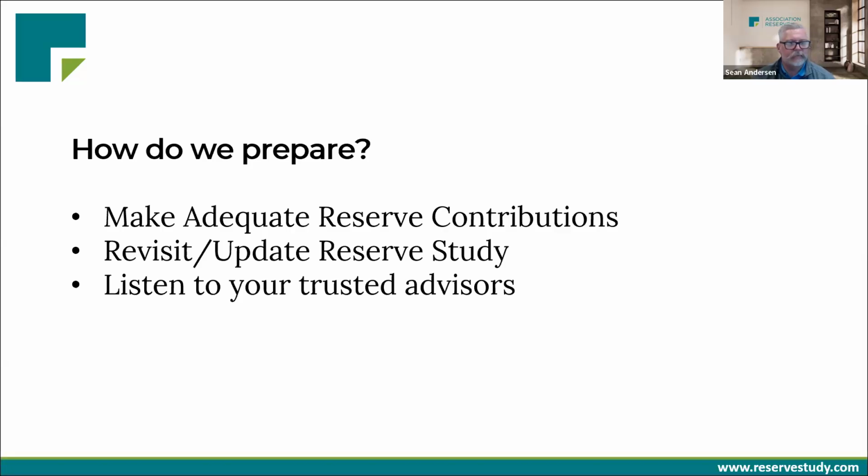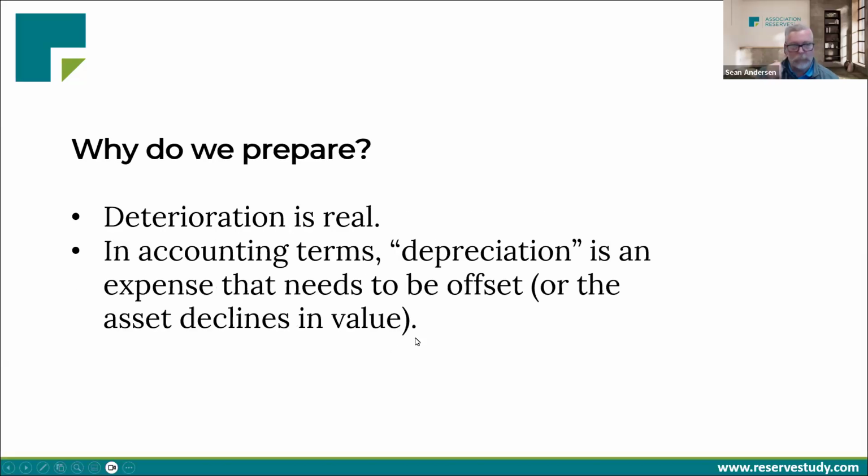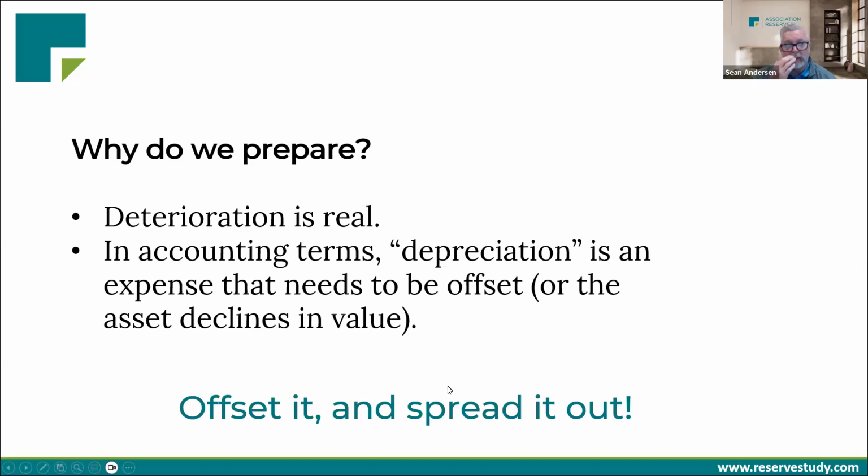And then the next one is, why do we prepare? Derek, if you wouldn't mind going to the next slide. Yeah. Number one, because deterioration is real. For our accountants on the call, think of it as depreciation. It's an expense that needs to be offset. It's like a bill, like any other bill. When we are looking at roofs, they deteriorate. We need to pay that bill for that deterioration. And the best thing that we can do there is just to offset that deterioration and spread it out.